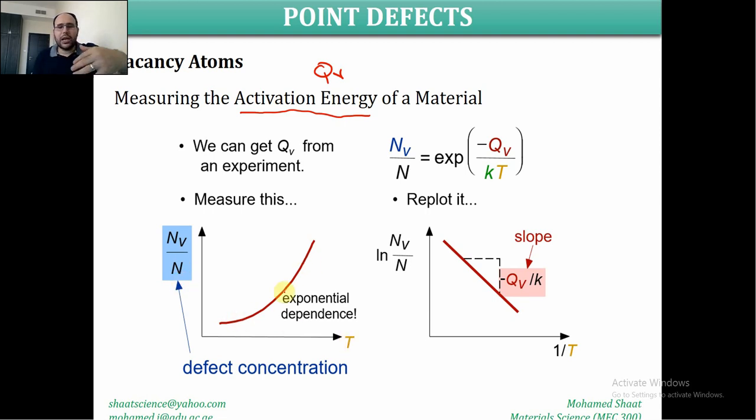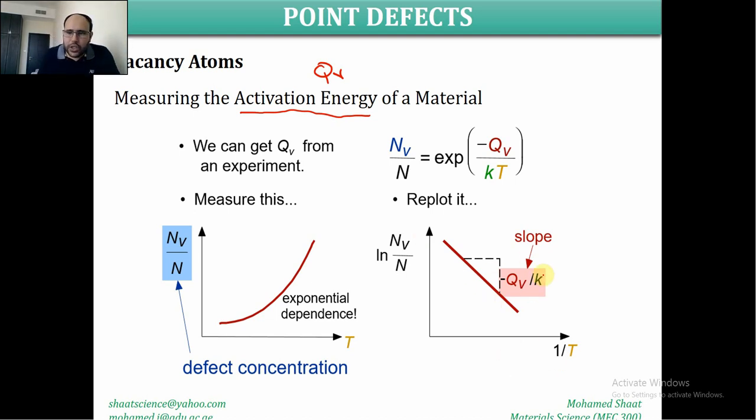So this is going to give us a curve, an exponential increase as the temperature increases. As we discussed, as you increase the temperature, the number of vacant atoms is going to increase. How can we find QV then? From this figure, if we convert the vertical axis into the natural logarithmic value, instead of plotting NV over N, we plot ln of NV over N versus 1 over T. This ends up as almost a straight line.